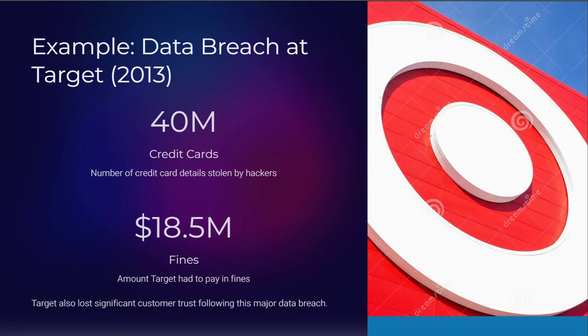One example we will look at is the data breach at Target in 2013. In 2013, Target experienced a major data breach where hackers stole the credit card details of 40 million customers. This resulted in Target having to pay 18.5 million in fines. The data breach also led to a significant loss of customer trust in the Target brand. This incident highlights the importance of strong cybersecurity measures to protect customer data. It's critical for companies to have robust systems in place to detect and prevent these kinds of attacks.